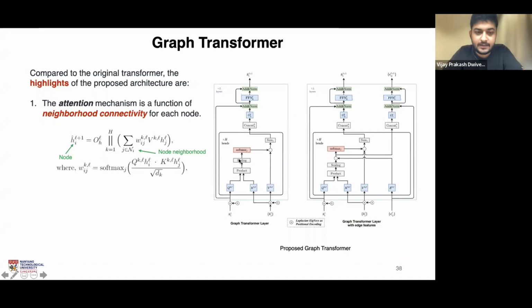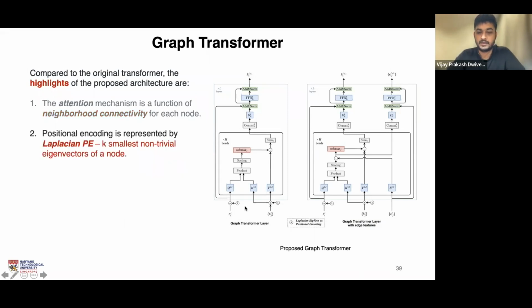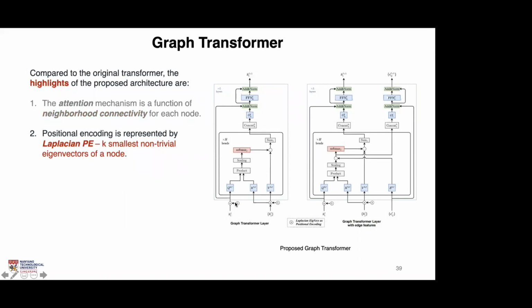First, like I already said, the attention mechanism is a function of neighborhood connectivity. So it takes in all the edges, which are the one-hop neighbors for a node, instead of taking all the other words in the sentence. So this is represented by j belonging to the neighbors of i. In the case of the transformer, it was j belonging to S, which was the sentence, the set of all the other words. So the first difference was that we use the attention only on the local neighbors. The second, the positional encoding mechanism, we use Laplacian eigenvectors of the nodes.